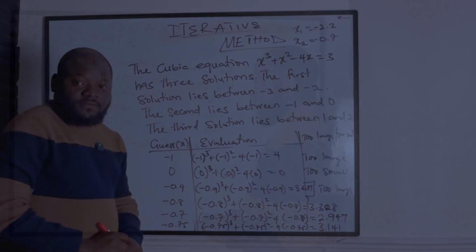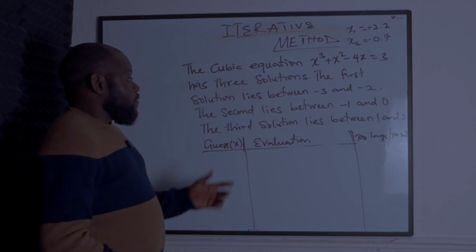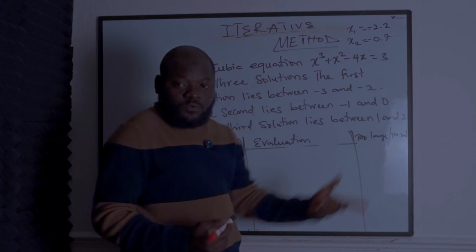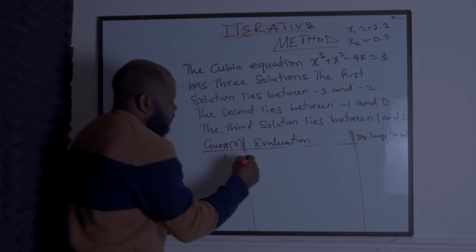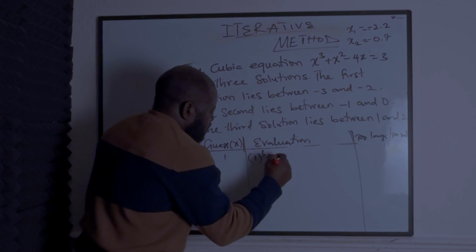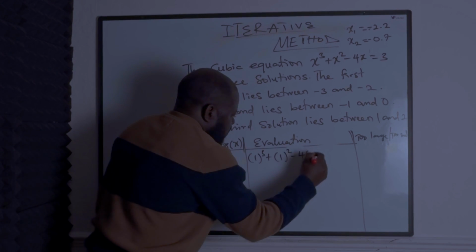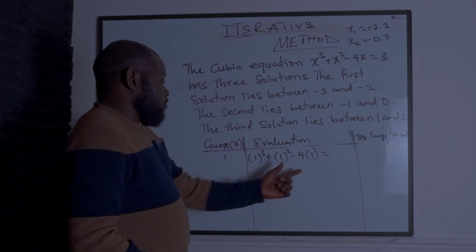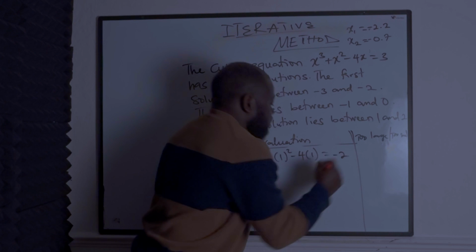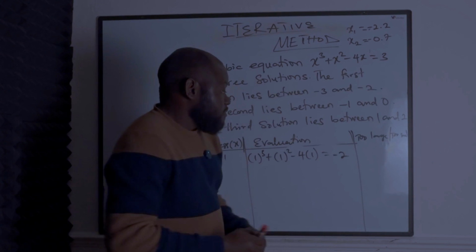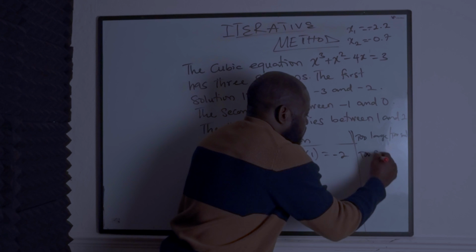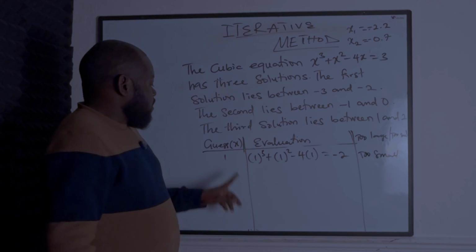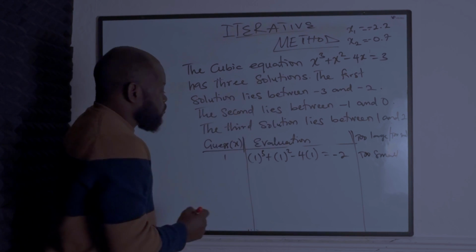That's the second solution. Now we can find the third solution, and we are told that the third solution lies between 1 and 2. So we start with 1, and we have 1 cube plus 1 square minus 4 into 1 equals what? So this is going to give us 2, and this is minus 2. Minus 2 compared to 3, that is too small. It's too small. Are you getting it now? It's too small compared to what we are looking for. So 1 cannot be the answer. What about 2?